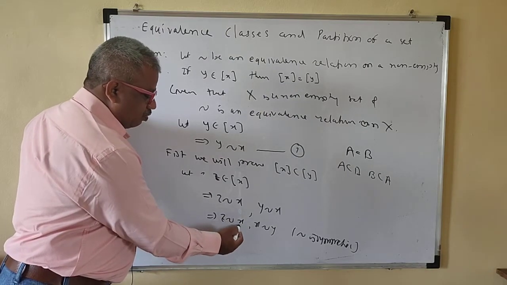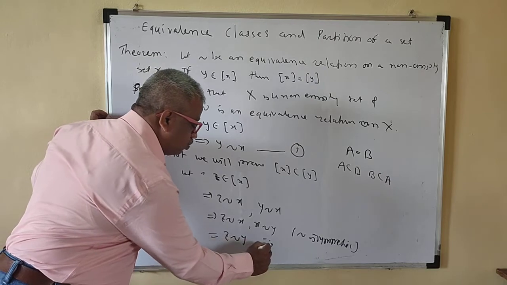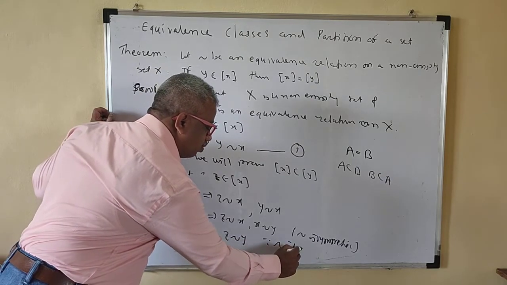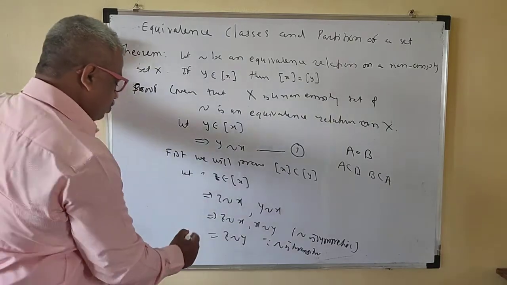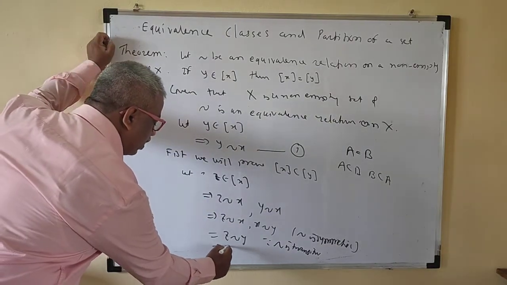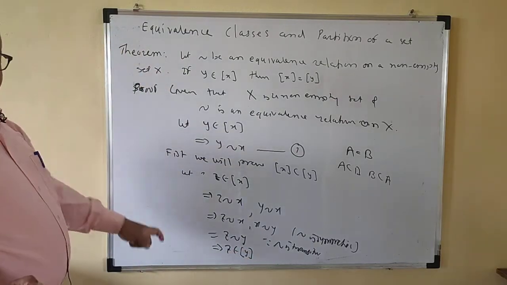Z is related to X and X is related to Y, which means Z is related to Y, since tilde is transitive. So therefore what does this imply? This implies that Z belongs to the equivalence class of Y.